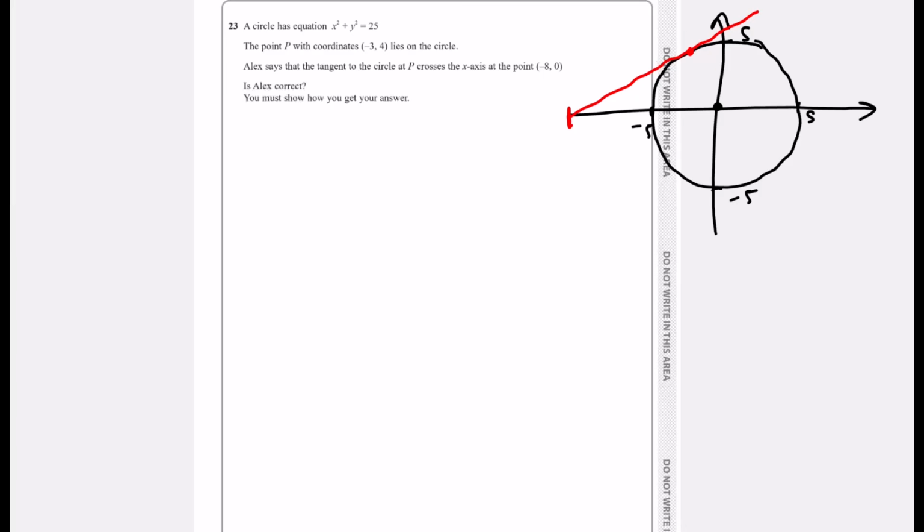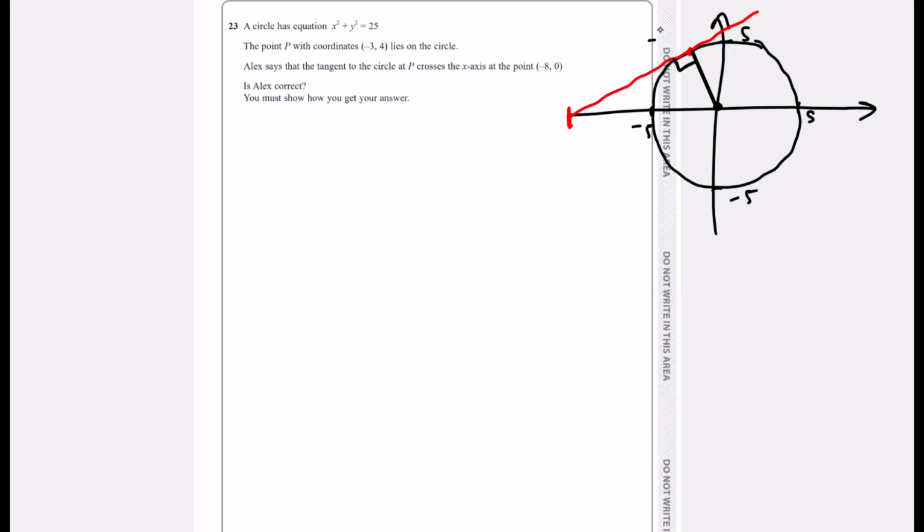So there's a few ways of doing this. The usual way, the more common question, is to work out the gradient of the radius, use perpendicular lines to work out the gradient, and then the equation of the tangent, and then we'll see where it crosses the x-axis. We'll do it that way because it's a more common question.